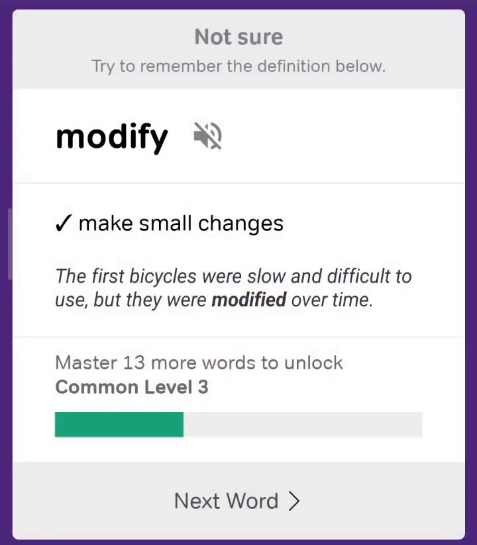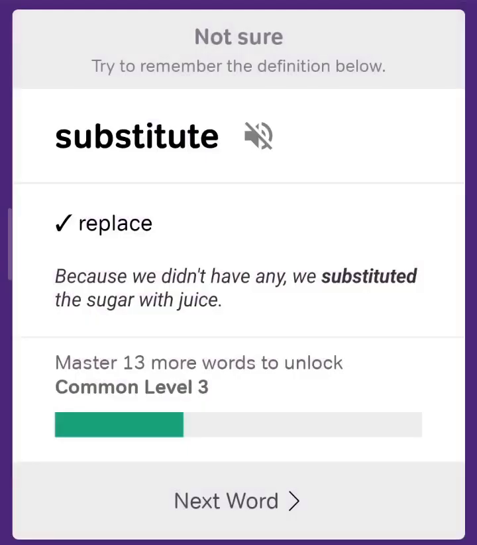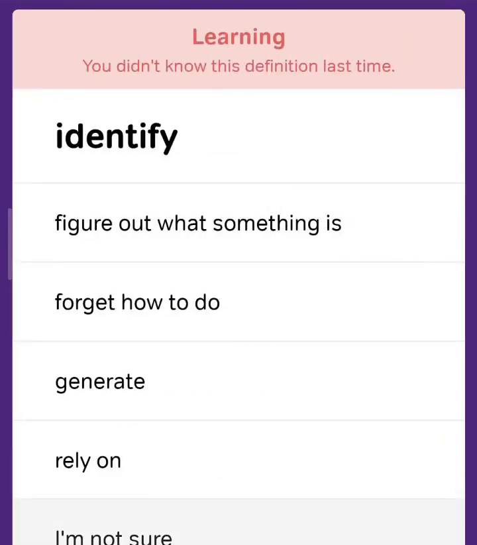Modify. Make small changes. The first bicycles were slow and difficult to use, but they were modified over time. Substitute, replace. Because we didn't have any, we substituted the sugar with juice.